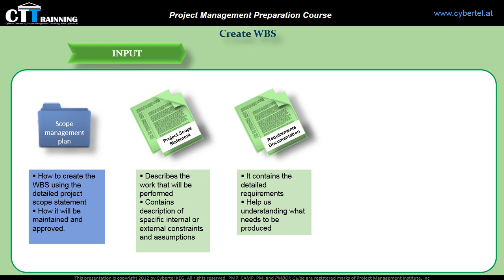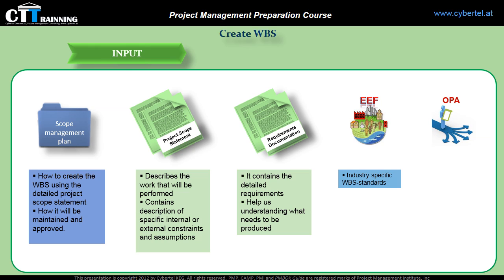We will need also the enterprise environmental factors, such as industry standards and specific WBS standards relevant to the nature of the project. And from the organizational process assets, we have to check policies, procedures and templates for the WBS, also project files and lessons learned from previous projects. Now let's jump to the tools and techniques.